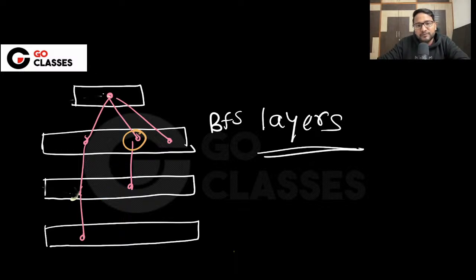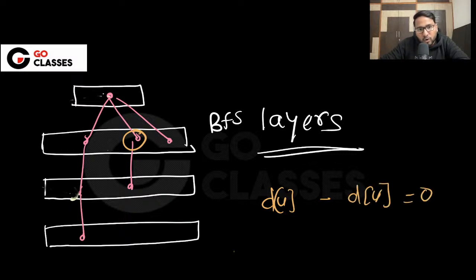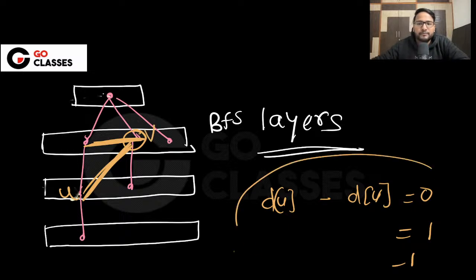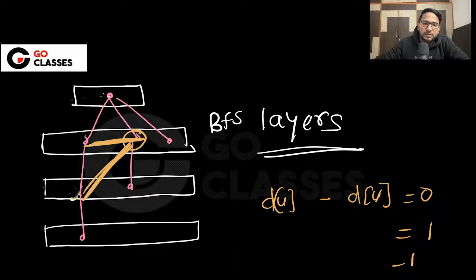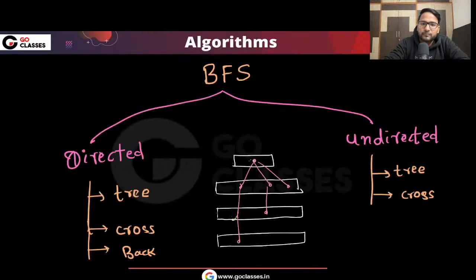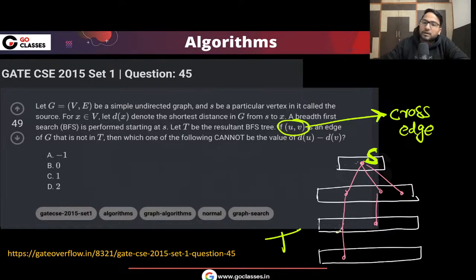Which means if this is U, this is V, can you say how much the difference between du and dv should be? For the cross edge, it could be 0, which means the cross edge is on the same level, or it could be 1 or -1, meaning U could be this or V could be this. So it could be 0, 1, or -1. Which means if the question is this, then what is the answer? The cross edge is possible, but this kind of cross edge is not possible, right?